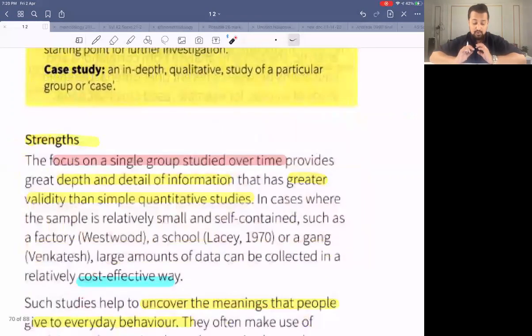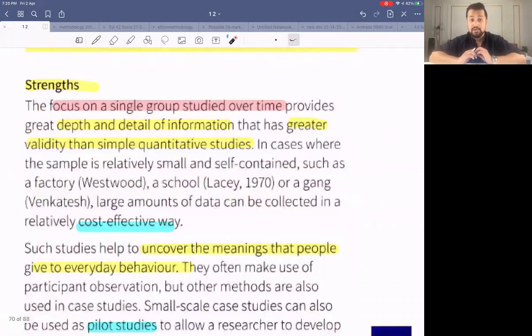Now moving on towards the strengths and the limitations of a case study. Number one, the focus on a single group studied over time provides great depth and detail of information that has greater validity than simple quantitative studies. I think that comes without saying. Of course, if you're collecting data merely through statistics, you wouldn't really have detailed data.